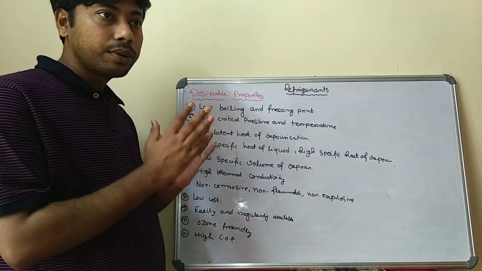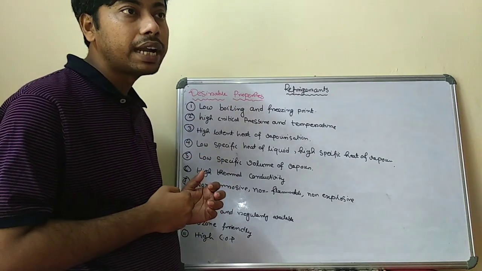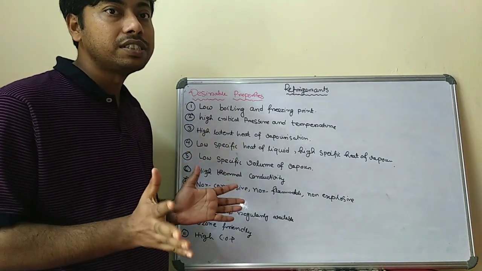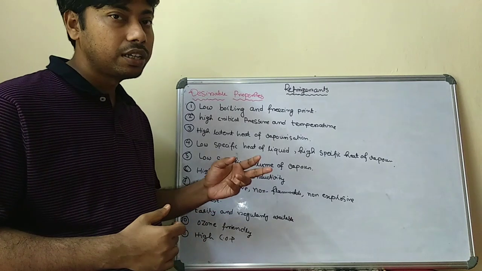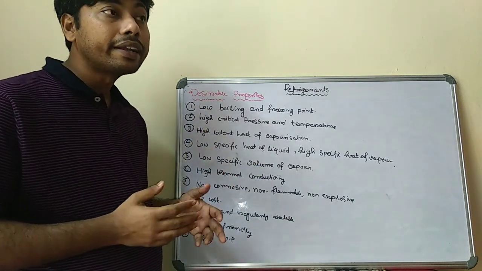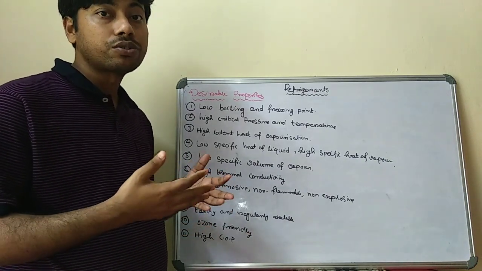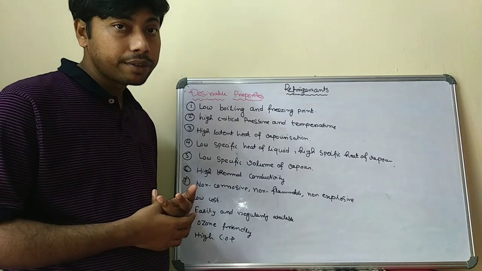Now, as you know what a refrigerant is and what its desirable properties should be, we have to know the different types of refrigerant. There are basically two types of refrigerant: primary refrigerant and secondary refrigerant. And there is another way we can also classify the refrigerants.